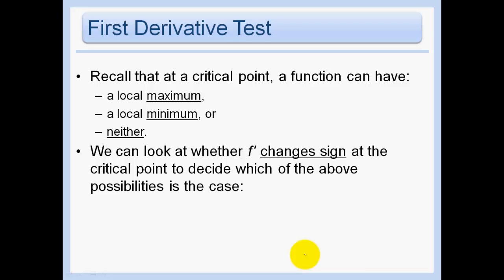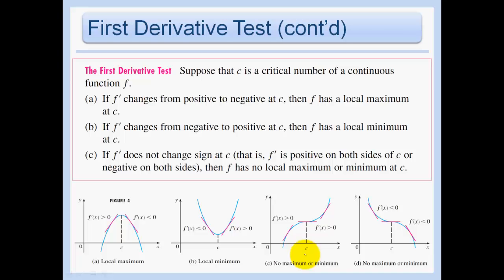So in order to actually see if we have a max or a min, we want to look if the derivative changes sign. Because if the derivative changes sign, we know we have a max or a min. Now let's look at a picture. If the derivative changes from positive to negative, then we see that we have a maximum. So we see that right here. From positive to negative, we have a max.